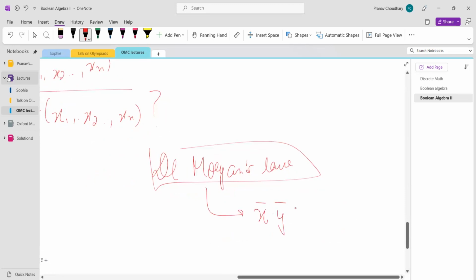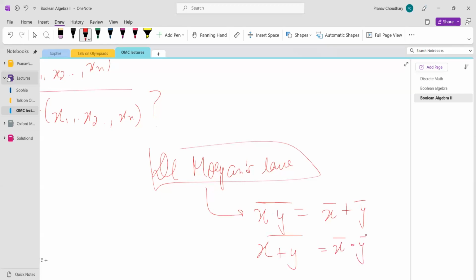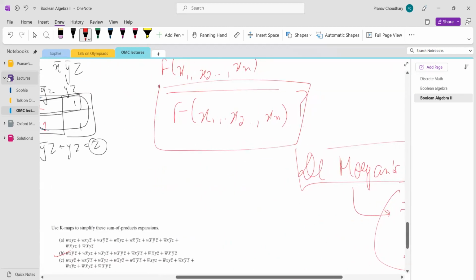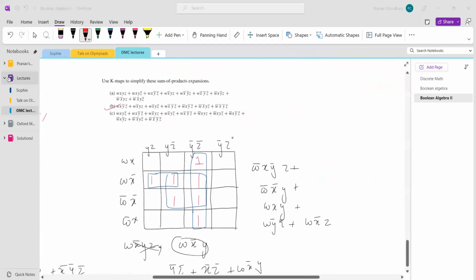It is not hard. De Morgan's laws basically say that (xy) conjugate is x conjugate plus y conjugate, and (x plus y) whole conjugate is x conjugate times y conjugate. This is what De Morgan's law says. So using De Morgan's laws, try to think what happens with this thing. And then you can prove the duality principle with some more effort.